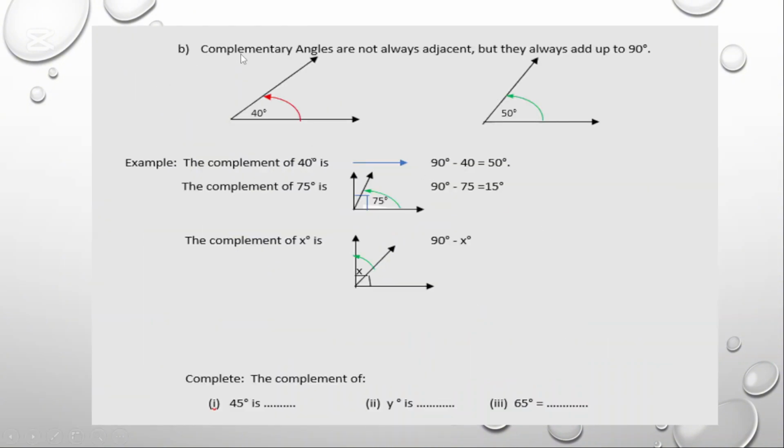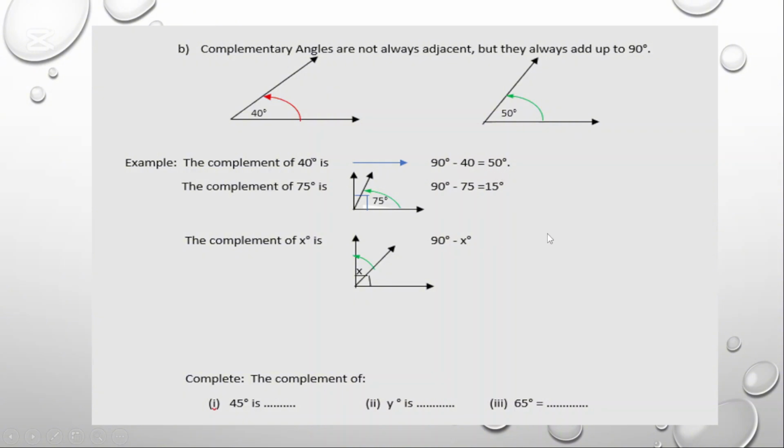So they say here that complementary angles are not always adjacent, but they always add up to 90. Now these 2 angles, we can see immediately they are not adjacent because they do not share a common vertex or a common side. They're not next to each other, but they add up to 90 degrees. So the complement of 40 is equal to 50. The complement of 40 degrees is 90 minus 40, which is 50.